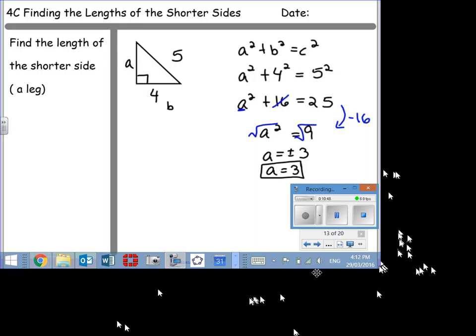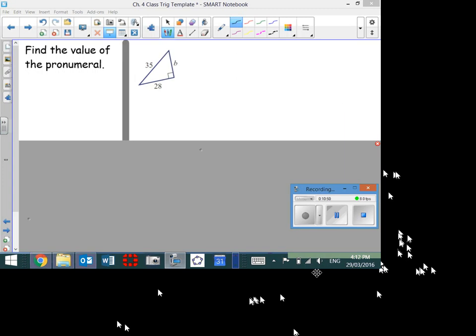All right? Go ahead and try this last example on your own. Set up Pythagoras' theorem and see what you get as your answer.